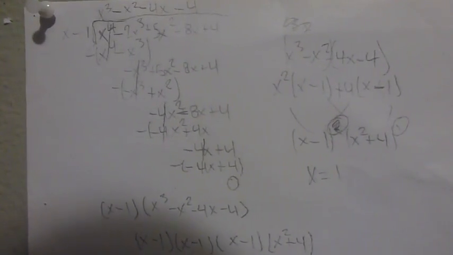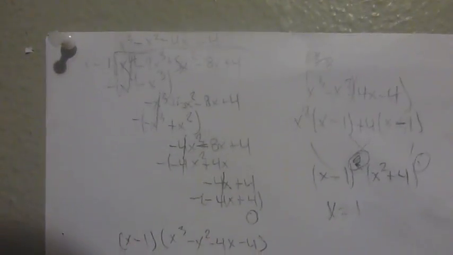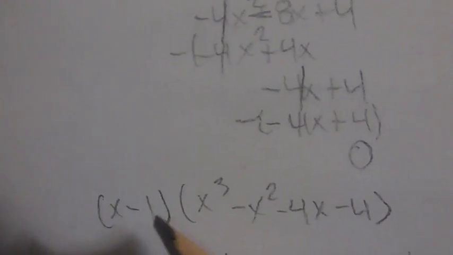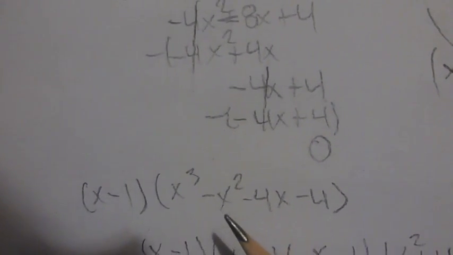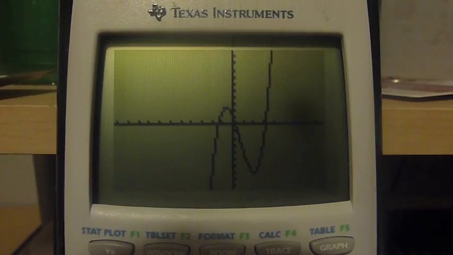Alright, now to write the polynomial in factored form. I've done most of the solving already, and from my long division I just know that x minus 1 times x cubed minus x squared minus 4x minus 4. This is my factored form for this polynomial.